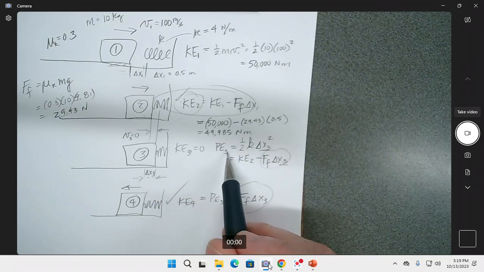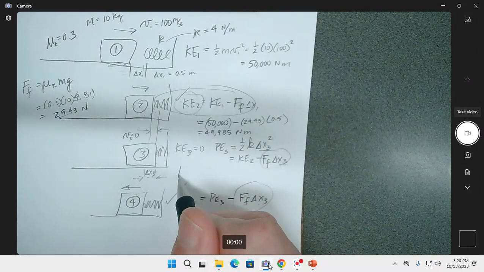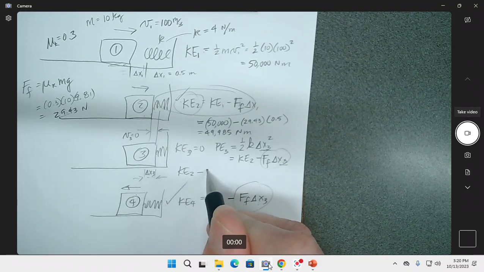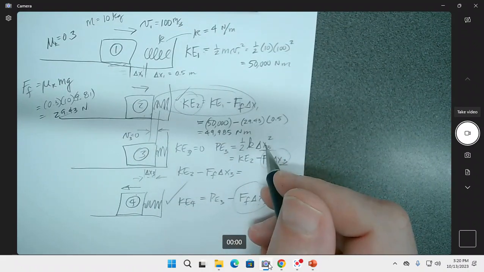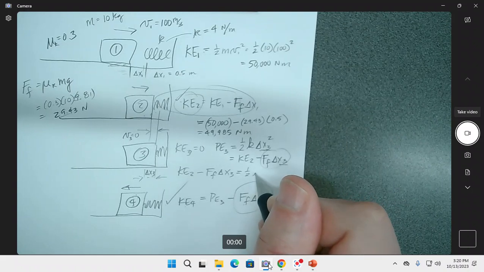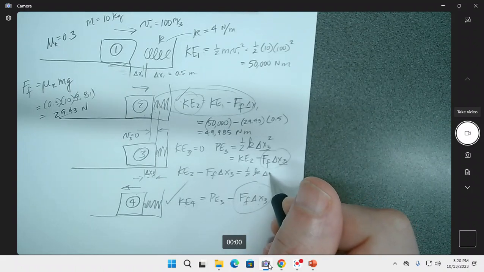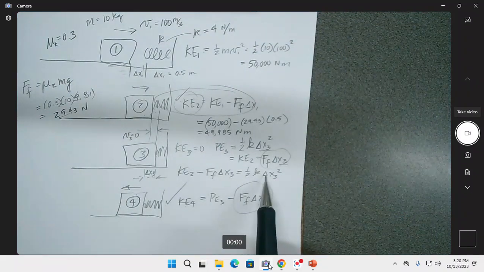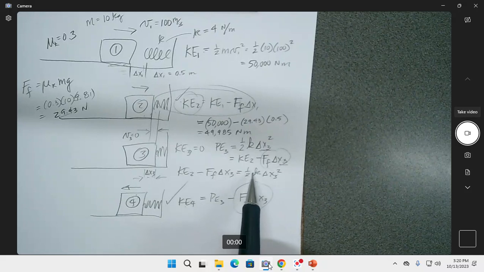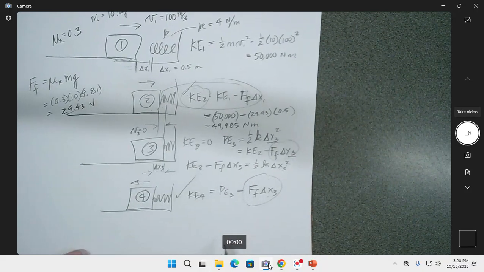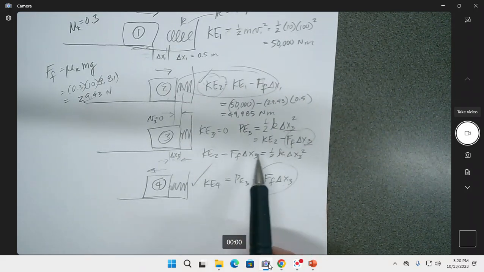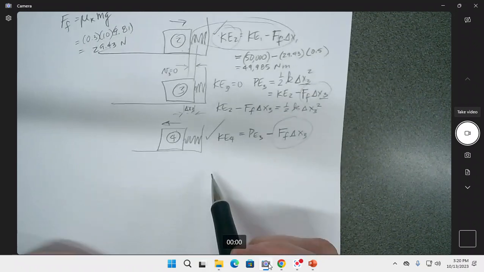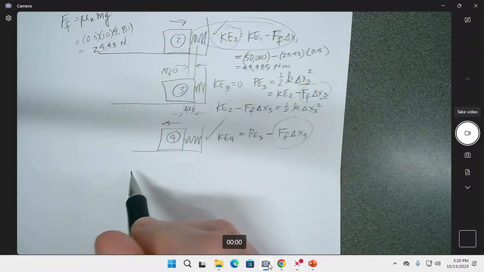Now this is going to be the difficult one because this is all going to turn into potential energy. So you're going to have KE2 minus Ff delta X3 equal to 1/2 K delta X3 squared. And we're not going to know what delta X3 is because this needs to be enough to have slowed everything down and turn all of this kinetic energy into potential energy, but some of it's going to be robbed from the friction.